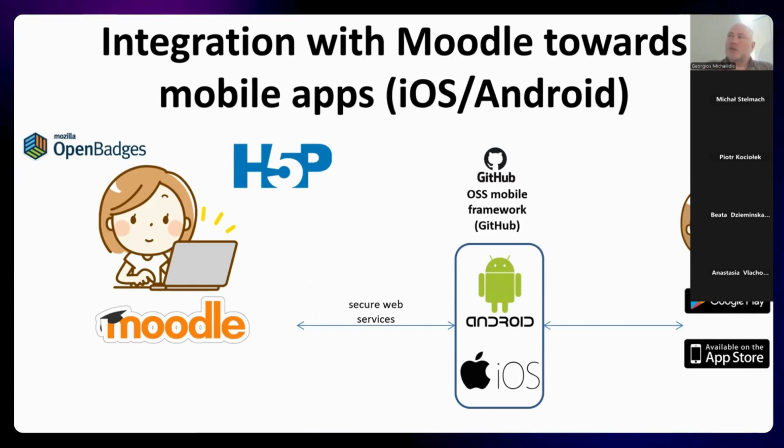We set it up in Moodle. Either we use the Moodle editor or the Lumi free software to create the objects. We integrate the Mozilla Open Badge system in there so that a digital badge can be issued afterwards. Then we use an open source mobile framework whereby we create Android and iOS native applications. And they are fully synchronized with the online system through secure web services.